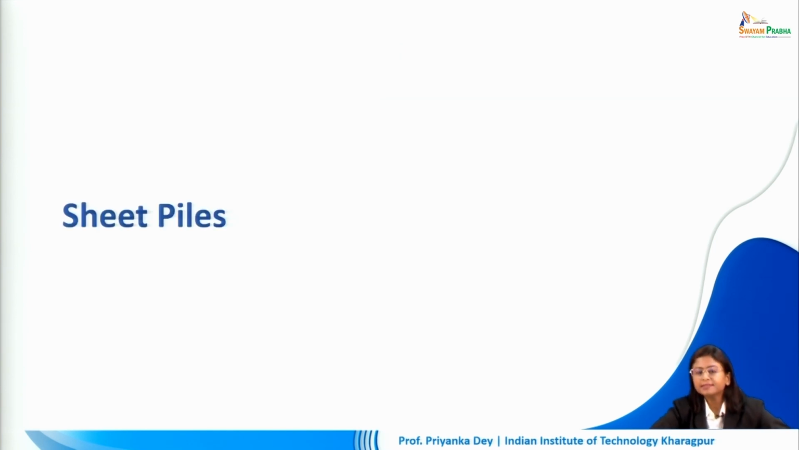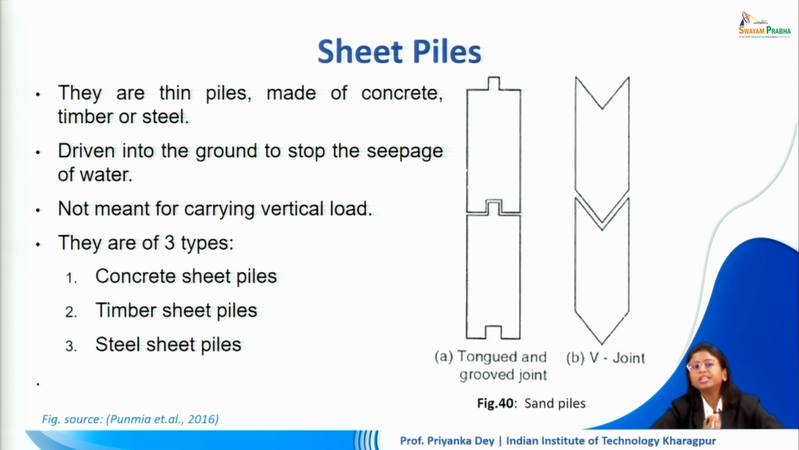Now sheet piles. Sheet piles are thin piles which are made up of concrete, timber or steel. They are driven into the ground to stop seepage of water. So if you are trying to create a watertight place somewhere for construction purposes, we can use sheet piles. They are not meant for carrying vertical load. So it's mainly to create airtight spaces or to create a division between two areas. It's not really meant to carry any vertical load from the superstructure. So we don't build anything on top of it, but we build within it or alongside it.